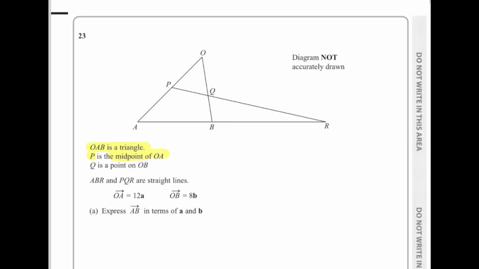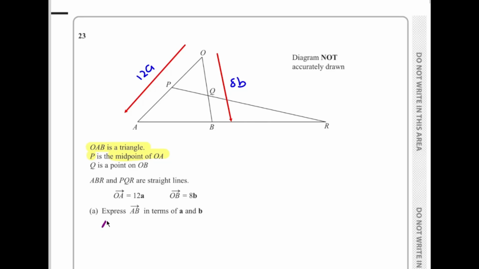First, label the vectors that we've been given here with arrows. I've been given OA, remember O to A, so I have to maintain the direction this way. O to A is 12a, O to B, again to this side, is 8b. Now we have these two vectors and we need to get AB. This is 12a and this is 8b.